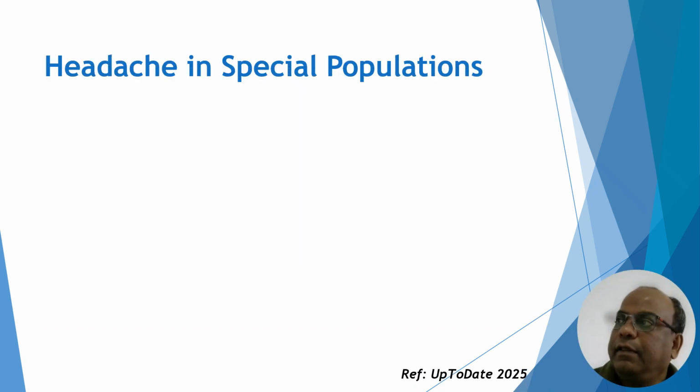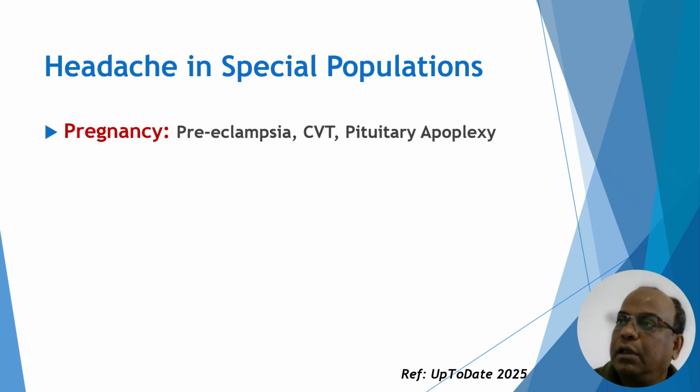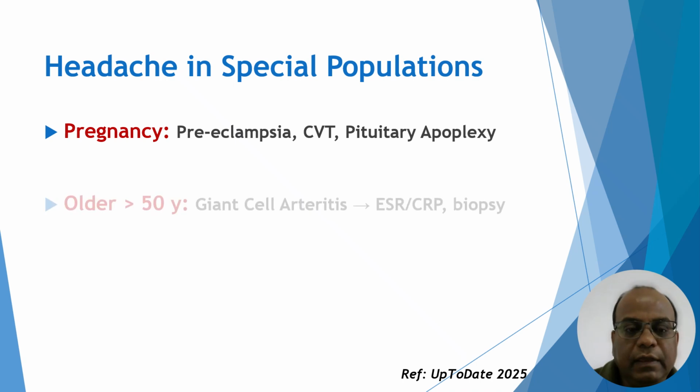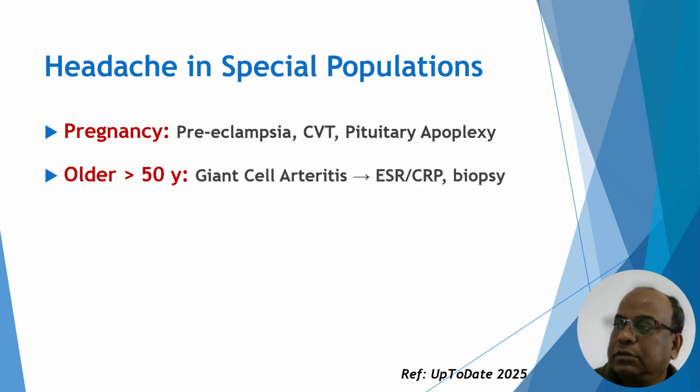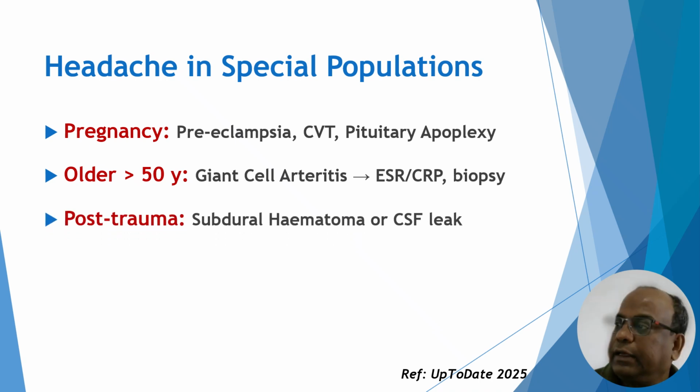Now, headache in special populations. First comes pregnancy. In pregnancy, headache might be due to preeclampsia, CVT, or pituitary apoplexy. In older people, those above 50 years of age, mostly it is due to giant cell arteritis, which can be confirmed by biopsy and histopathology of temporal arteries. And post-traumatic headache is usually due to subdural hematoma or cerebrospinal fluid leakage.